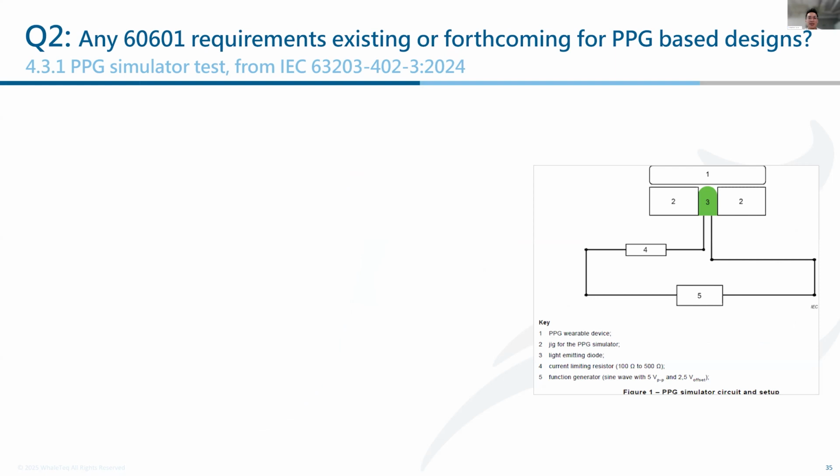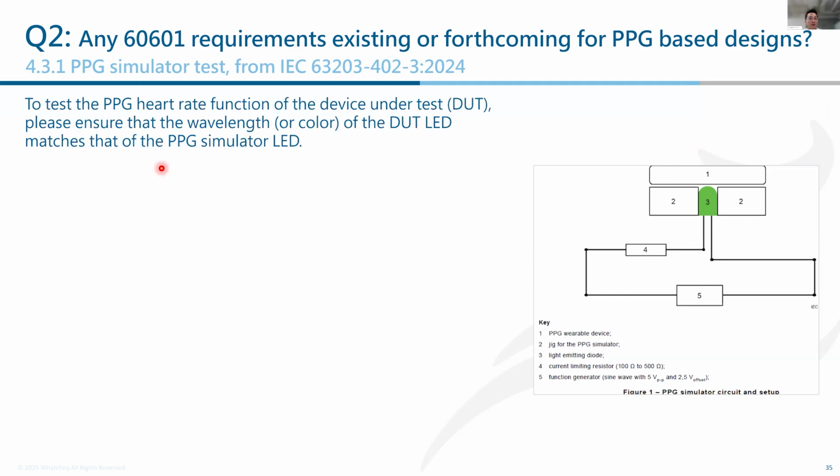All right. So another question is, is any AOS 6061 requirement existing for all forthcoming PPG-based designs? The design that the best we can think of is actually from the IEC 63203-402-3. Yeah, actually it's super new from last year. So in chapter 4.3.1, it does mention PPG simulator testing. It shows the schematic of the PPG simulators. It tests the heart rate function only. So SPO2 is not included in the standard.